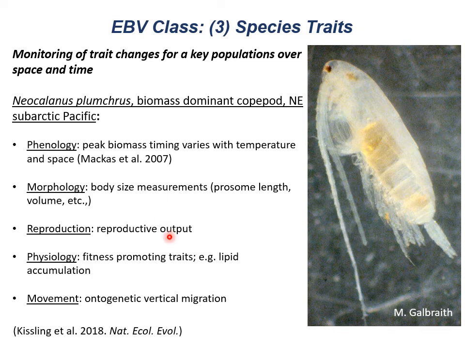Reproduction measures the reproductive output. And this may be a little bit more difficult to approach, but might be modeled via early season cohort recruitment numbers for the species. Physiology, this might include any number of functional traits which I outlined earlier, but may also include fitness promoting traits such as lipid content. And finally, movement. So again, for Neocalanus plumchrus, the life history of this animal is characterized by a deep overwintering period. And the timing of descent and overwintering depth are potential traits which can be monitored through time.